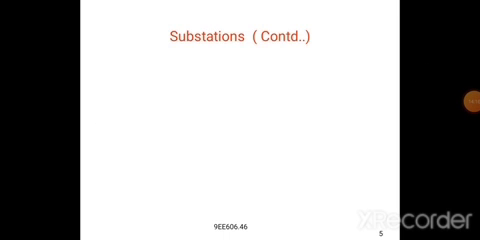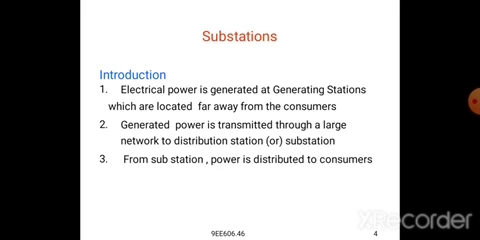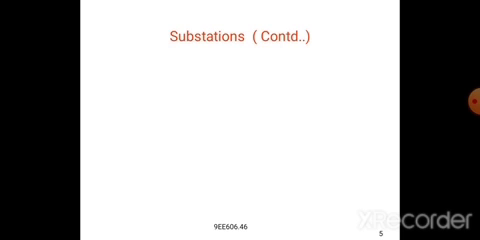Once again I am explaining the substations. Electric power is generated at generating stations which are located far away from the consumers. The generated power is transmitted through a large network to a distribution station or substation. From the substation, the power is distributed to consumers.